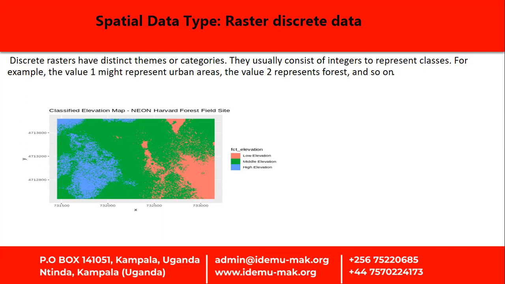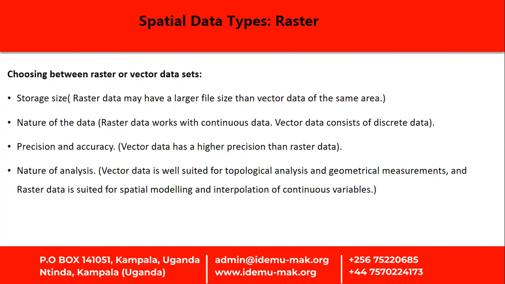We can say from maybe 50 to 100, it will be this category. From 100 and more, it will be this category. So it's possible to change between the two raster types. And then there are things we consider when choosing either to use raster or vector data. For example, we can consider storage size when we need to handle something.